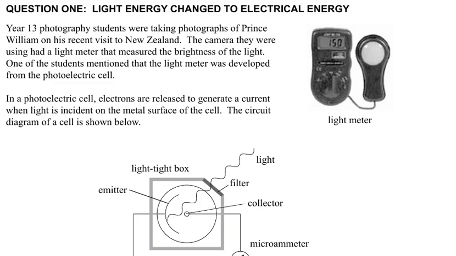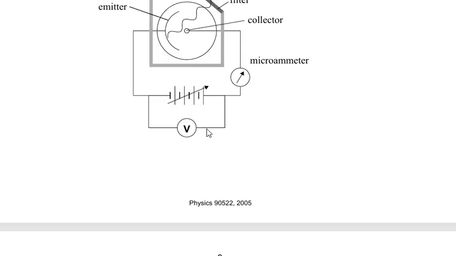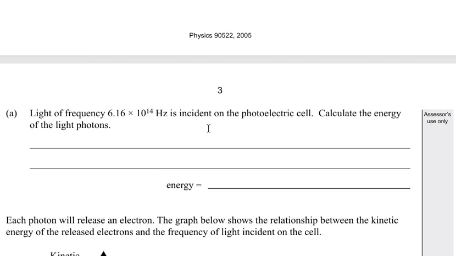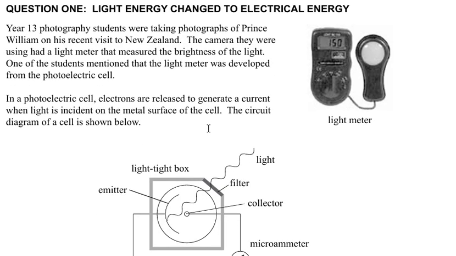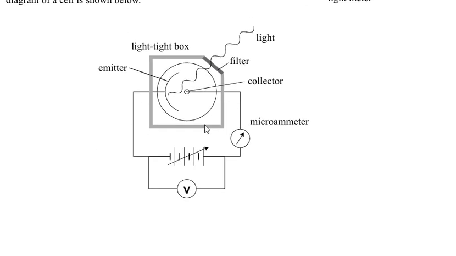Now let's look at this question. This question is from exam 2005. This is question 1, and it has so many part questions. Let's work on them one by one. So what is shown here is a very typical photoelectric cell, photocell, and it is to demonstrate the photoelectric effect.